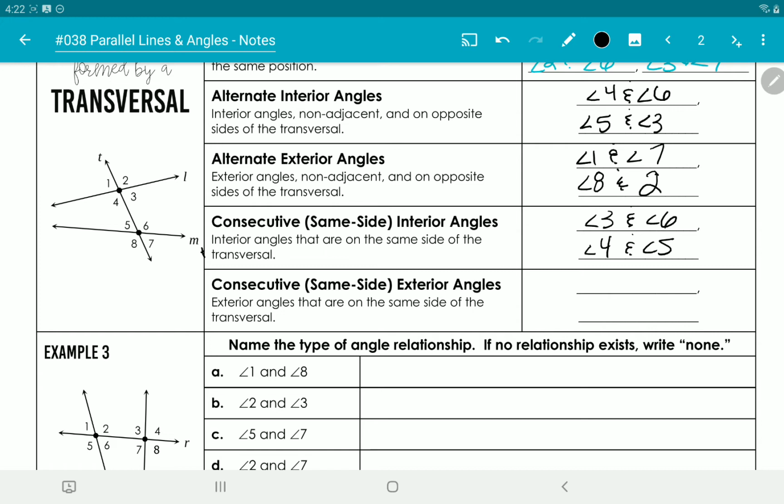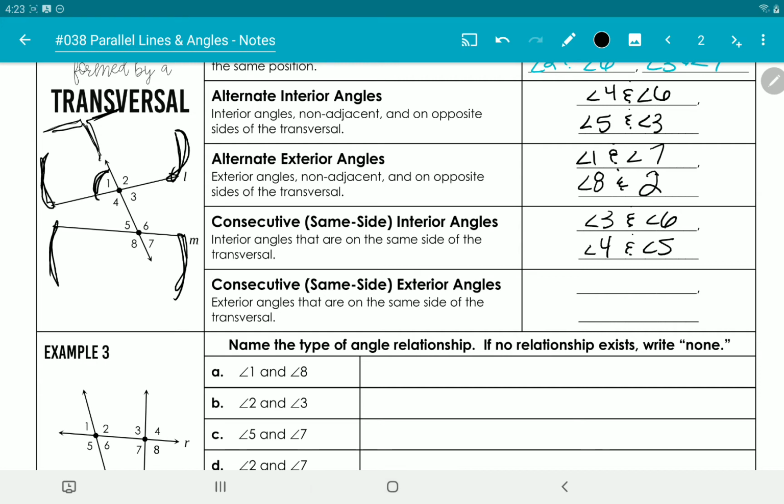Okay? And then lastly, we have consecutive or same side exterior angles. I usually call them same side when I'm on these ones, but it doesn't matter whichever one you want to use. So same side exterior angles are exterior angles, so they're on the outside of these lines. So it's going to be 1, 2, 8, and 7. Okay? On the outside of these lines that are on the same side of the transversal. So again, they're either going to be both on this side, or they're going to be both on that side.